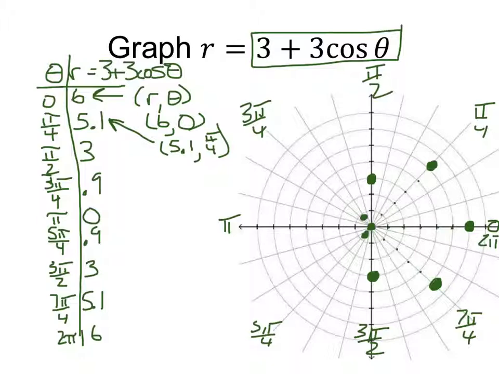And so if I follow these angles here and connect my dots with a smooth curve, I'm going to get a graph that looks something like that. And so that's the graph of my polar equation there. Let's look at one more example of doing this, and then we'll be done.